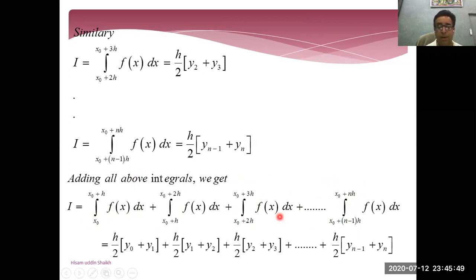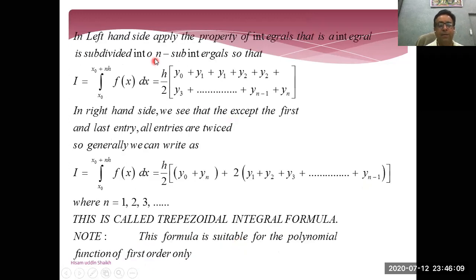And also there is a property of sub-integrals. The remaining limits of integration will be x0 to x0 + nh. On the right hand side, h/2 will be common, and we add all terms. Next slide. So on the left hand side, we apply the property of integrals, that the integral is subdivided into n sub-integrals, so the remaining integration is f(x) dx between x0 and x0 + nh, and on the right hand side h/2 times these values of y, which are called the entries.